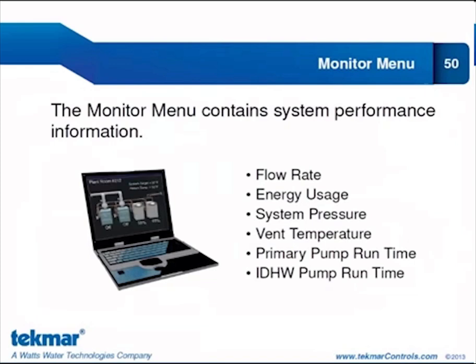If you have connected a pressure sensor, then the monitor menu will also contain the system pressure information in units of PSI or kilopascals. We discussed the vent sensor earlier on. If you have connected a vent sensor, then this information will also be displayed in the monitor menu in units of degrees Fahrenheit or degrees Celsius. Other information in the monitor menu includes the primary pump runtime and the indirect domestic hot water pump runtime. Both of these runtimes are in hours, updated every hour. All of this information can be communicated to a building automation system. Unfortunately, at this time, the only information that is communicated to a Gateway 483 is the primary pump runtime and the indirect domestic hot water pump runtime.